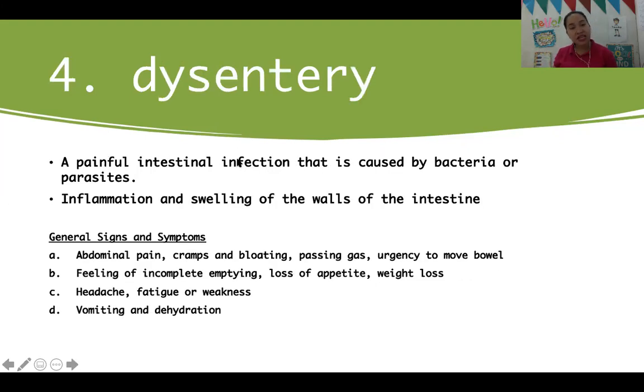Another one, we have dysentery. So, dysentery is a painful intestinal infection that is usually caused by bacteria or parasites. So, this is an intestinal infection sa intestine mo. Okay? This is an inflammation and swelling of the walls of the intestine. So, imagine, di ba? Masakit talaga siya because namamaga yung walls ng intestine mo. Let's say, ito yung walls, namamaga dito. Okay? And if it's touched, masakit din siya.